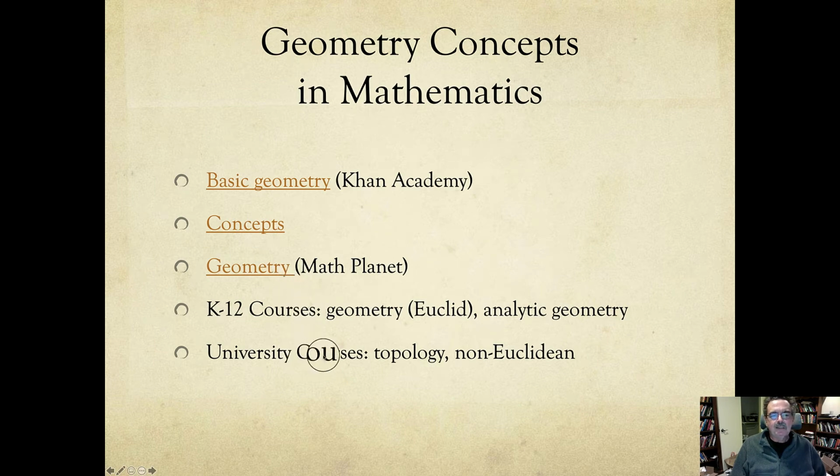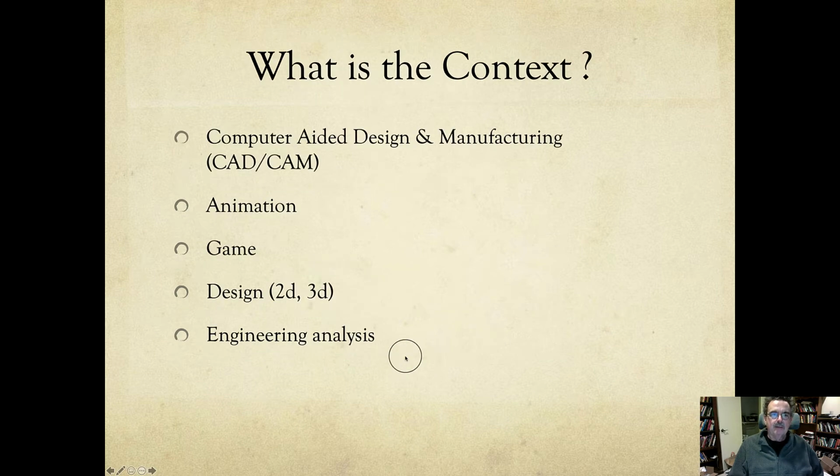In university, there are different sorts of courses that deal with modeling, and it all depends on the type of modeling we're talking about. It depends on what building you're in. Things like non-Euclidean geometry would be taught in mathematics and physics, and topology in terms of mathematics.